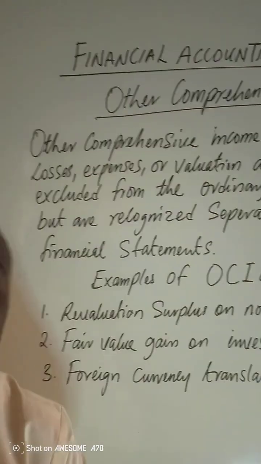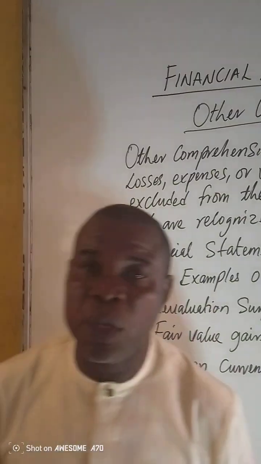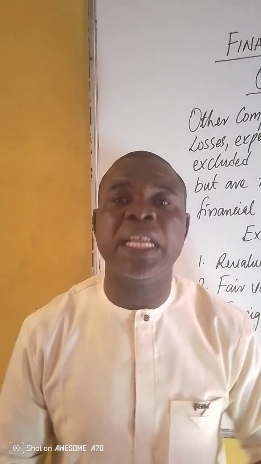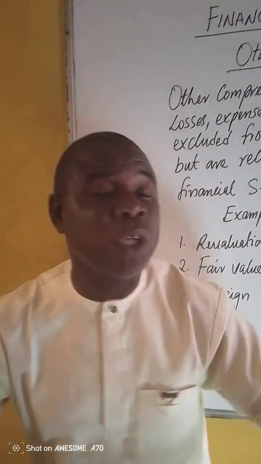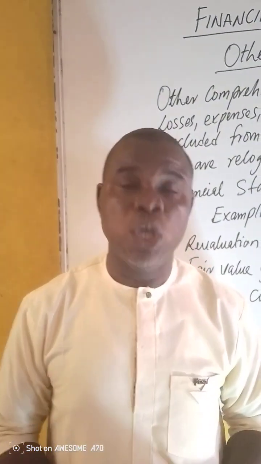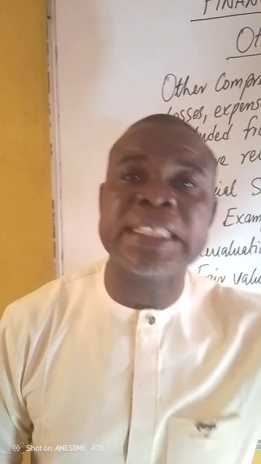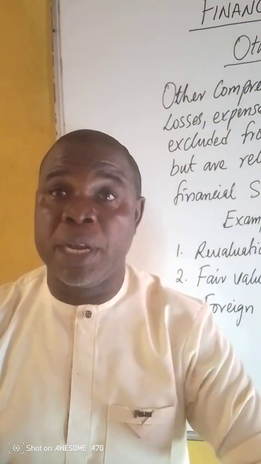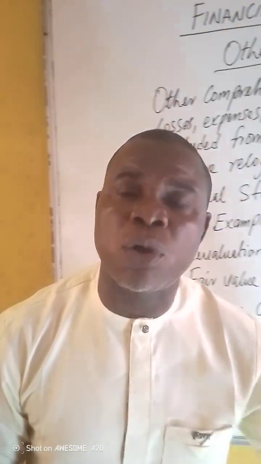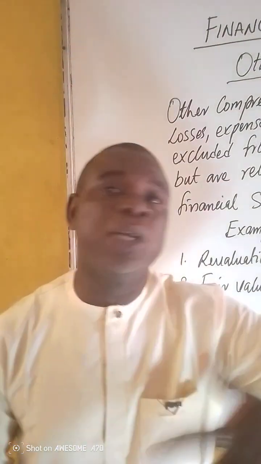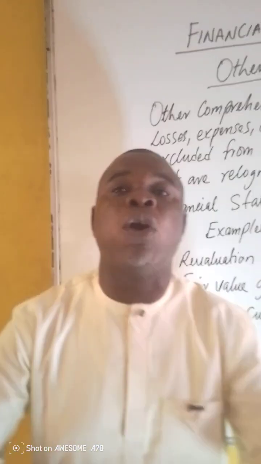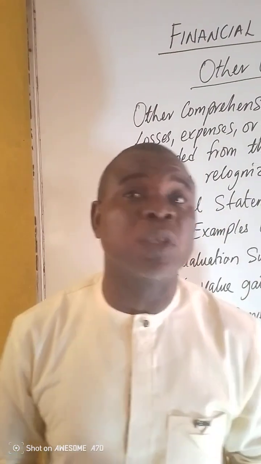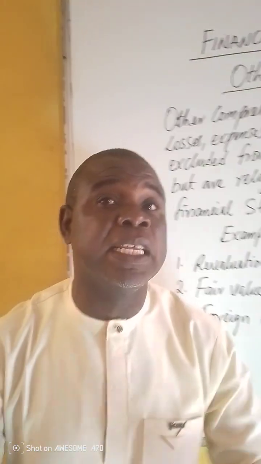When we talk of other comprehensive income, the business has what is called the ordinary course of operation. That's what the business is doing on a day-to-day basis. So the income from sales and other things that arise from the normal course of the business are called the normal income. But other income also arises, not from the normal course of the business, but which the business has to accept and make use of. That is what is referred to as other comprehensive income.